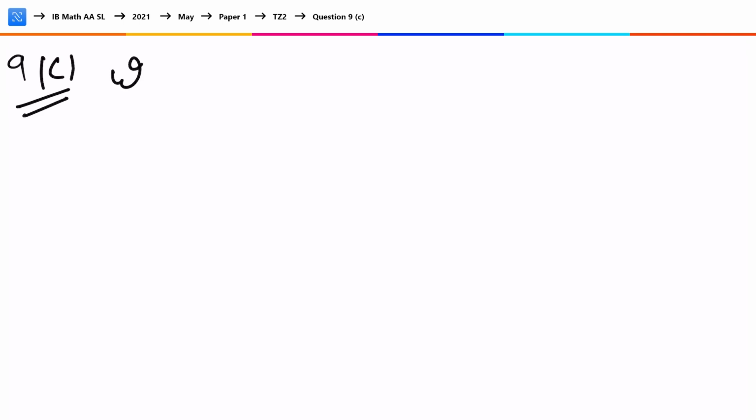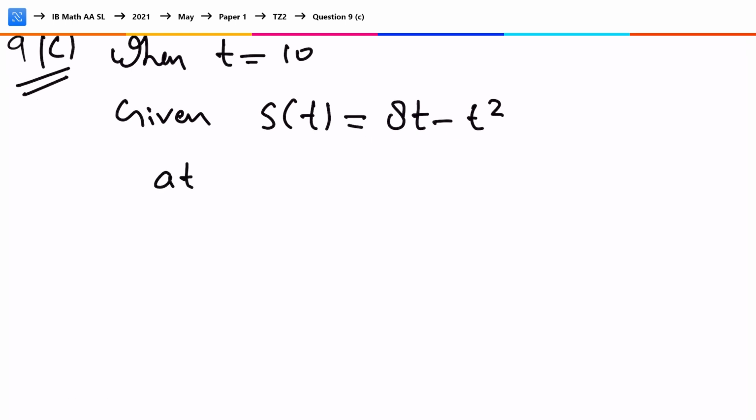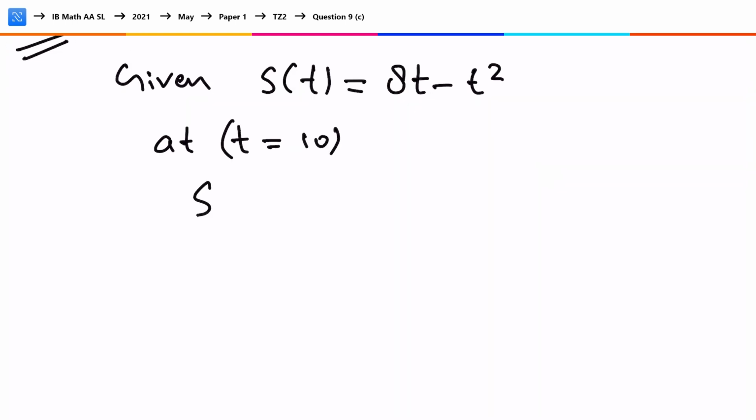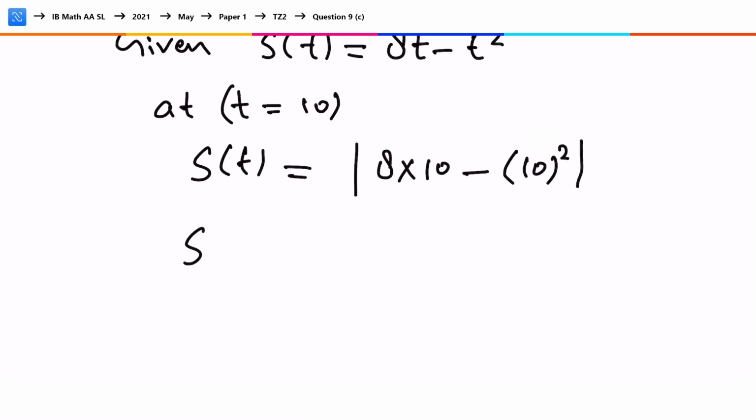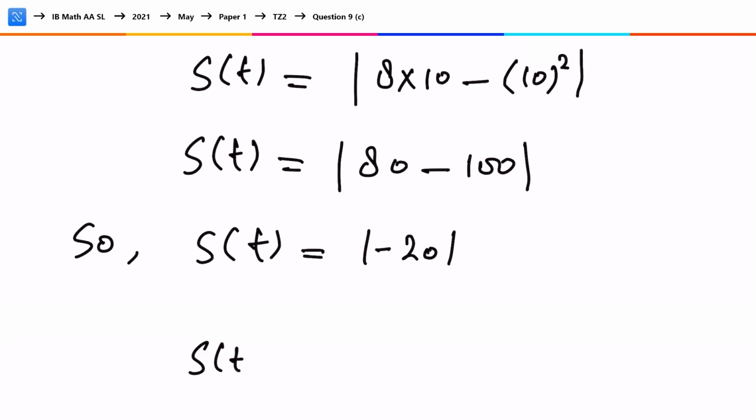According to the question, when t equals 10, given that s of t is equal to 8t minus t squared. At t equals 10, s of t is equal to the absolute value of 8 times 10 minus 10 squared. So s of t equals the absolute value of 80 minus 100. Therefore, s of t equals the absolute value of negative 20, which gives s of t equals 20. This is our final answer.